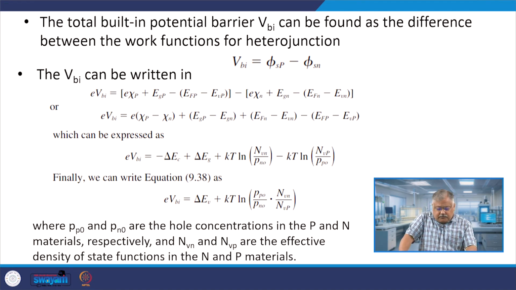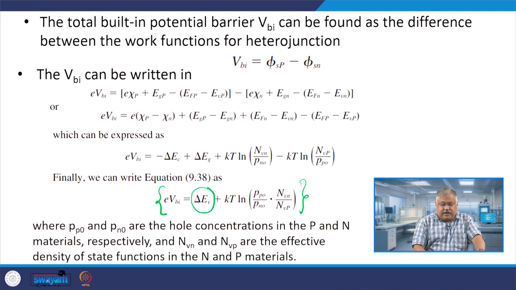Let us not go into details of this, only the last equation is very important, where you need to see the value of Q times VBI. Q times VBI is your built-in energy, right, and that is equal to the change in your valence band edge when you add the two together, and it also depends upon the value of PP0 and PN0, the hole concentrations in P type and N type materials respectively, and capital NVN and NVP, the effective density of states in N type and P type material. So, when you multiply that you get the total amount of charge carriers available, and kT ln of that difference will give you the value of your built-in potential.